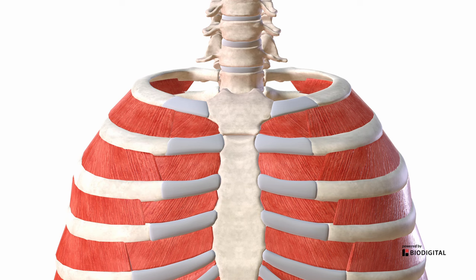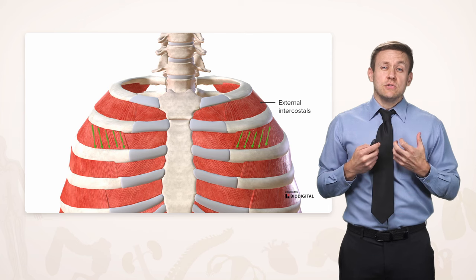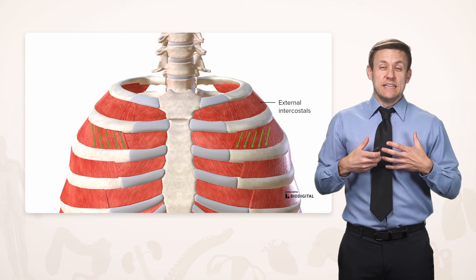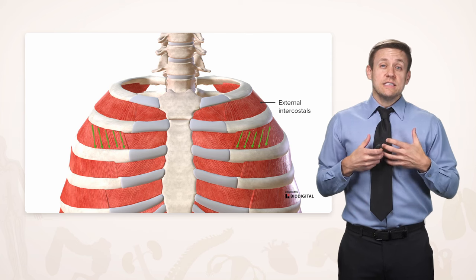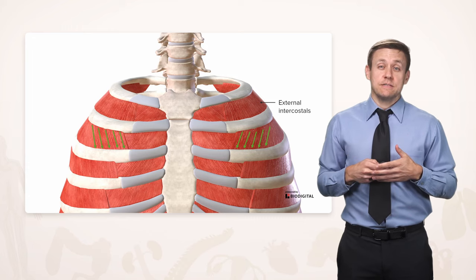The first set is the most external set and called the external intercostals. Their fibers run in a diagonal orientation such that as they're going from one rib to the rib below, they travel somewhat medially, at least from this anterior point of view. And what that really means is that when these muscles contract, they have the effect of elevating the rib cage and expanding it, and causing the thoracic cavity to expand helps with inhalation.